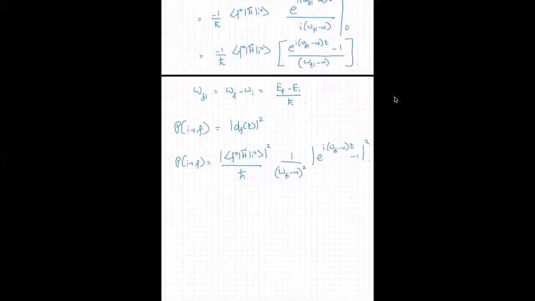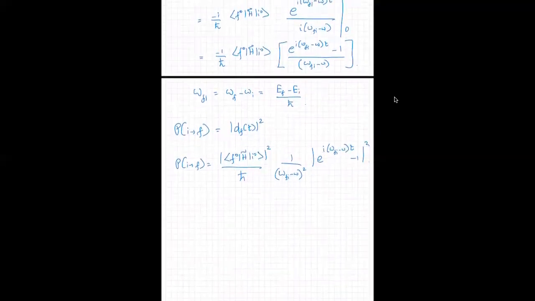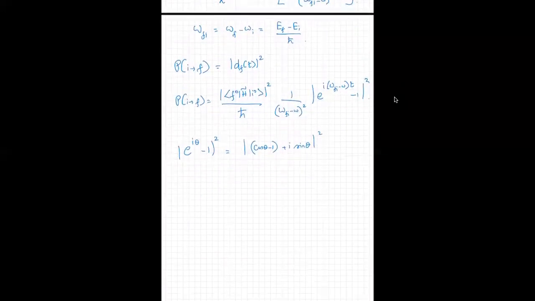You should evaluate this carefully because we cannot simply multiply by e to the minus i omega t. You should write this as real and imaginary parts. So mod square of e to the i theta minus 1 is basically mod of cosine theta minus 1 plus i sine theta, right? If we calculate the absolute square of this complex quantity, you will get 4 sine square theta over 2. Verify this. This is a trivial calculation which you can easily do.